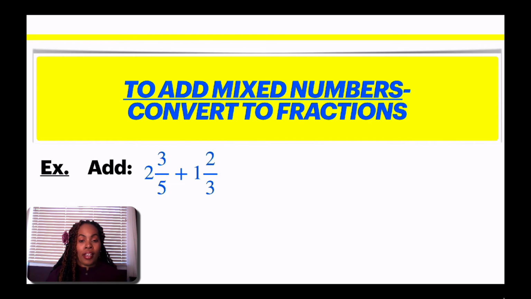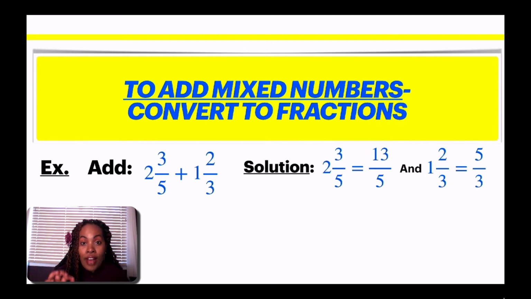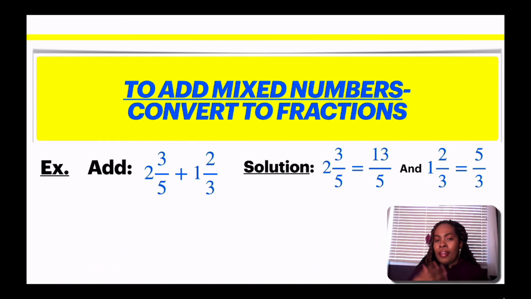Let's go. So, here we go. 2 3/5, when we convert that, we're going to get 13/5. And then when you take the 1 2/3 and convert it, you get 5/3. So now we have two different fractions here. But now we ask that same question: are they the same things? Let's look at them. We have fifths and thirds. No, they're not the same thing.